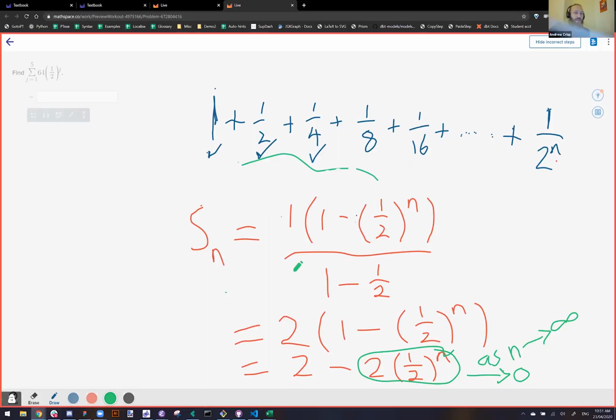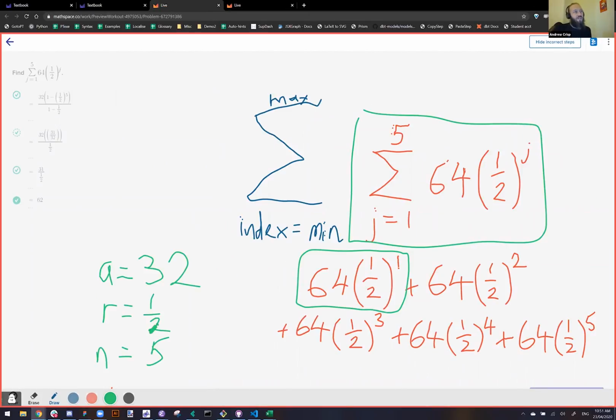Let's think about what that means. If I start with a 1, and then I add a half, add a quarter, add an eighth, add a 16th, add a 32nd, add a 64th, and keep on adding, I will get closer and closer to 2, but never quite get there. I'll definitely never get more than 2, because it's 2 minus something. But I'll get closer and closer each time. And that's the same phenomenon that we were looking at in this question, where we started at 32, and then as we added more and more terms, we're getting closer and closer to 64, but never quite getting there.